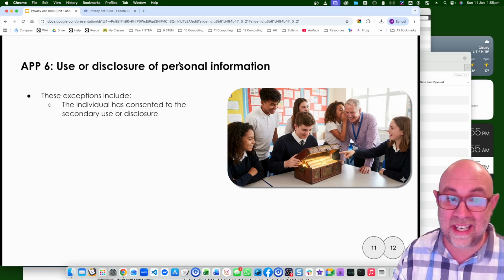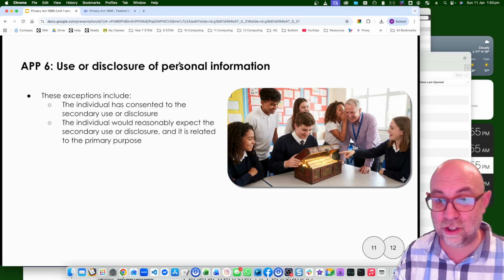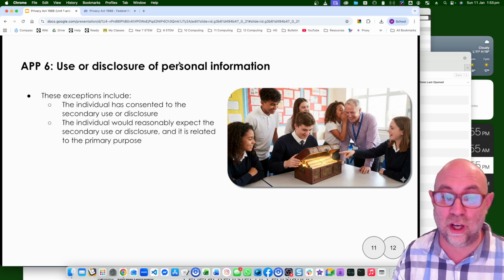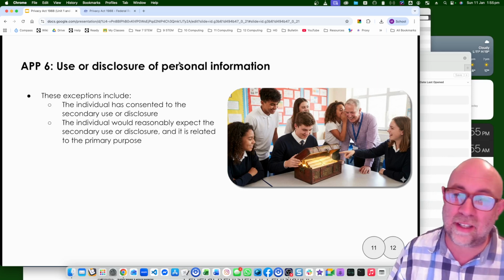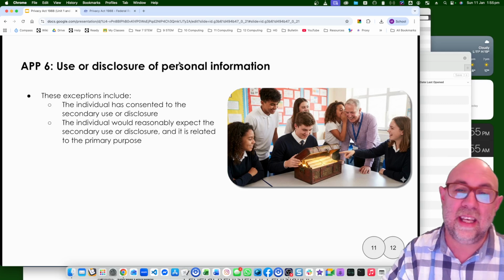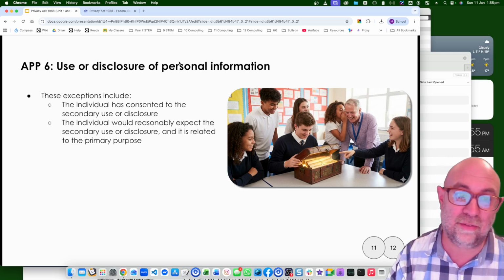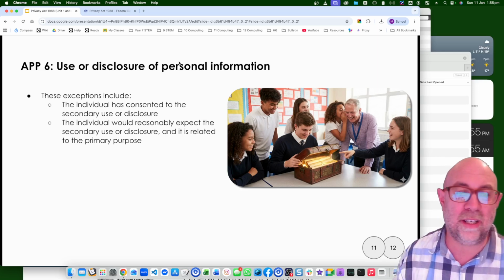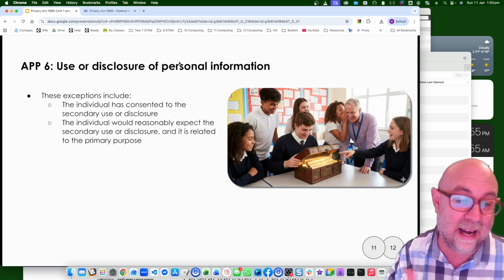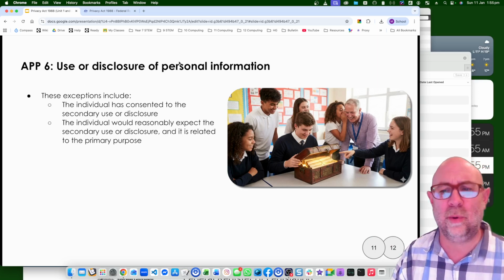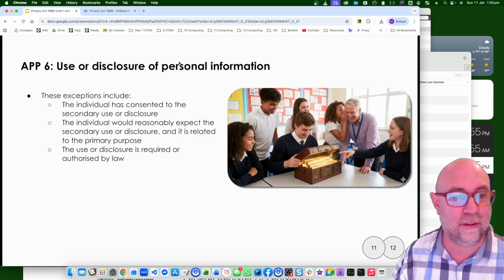If you've consented to secondary use or disclosure, or you'd reasonably expect the secondary use or disclosure. So, going forward, to one of the questions, if I give an organisation my phone number and they're going to deliver something to me, then I'm not going to be surprised when the courier sends me a text on the phone number saying, hey, your parcel's going to arrive in the next hour. That's very closely related to the primary purpose that I gave them, or that I'm using them for.